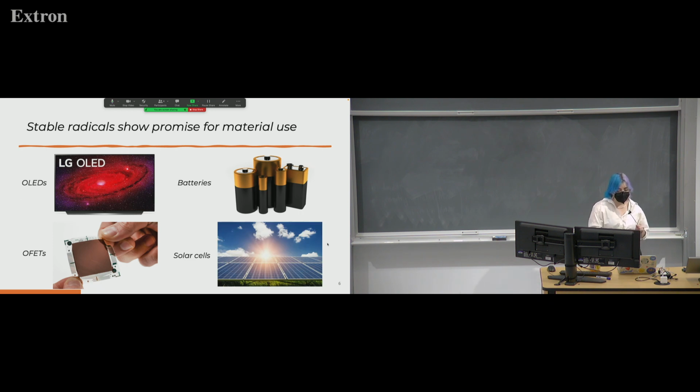And so with this, particularly with OLEDs, OFETs, and solar cells, the possibility of using radicals for these kinds of technologies versus other methods is that we can actually increase the efficiency of these technologies. And with batteries in particular, stable radicals show promise for being good for the types of redox reactions that are happening within batteries. And having these organic stable radicals in particular can often cut down costs for these technologies.